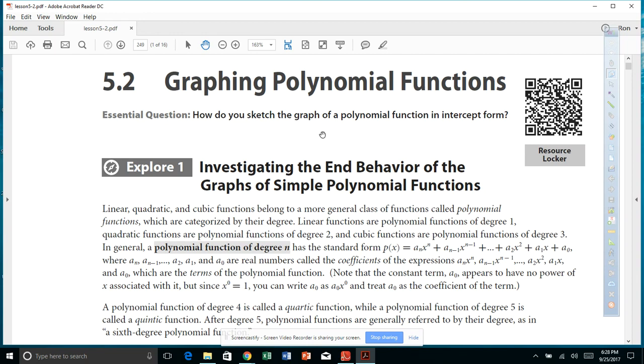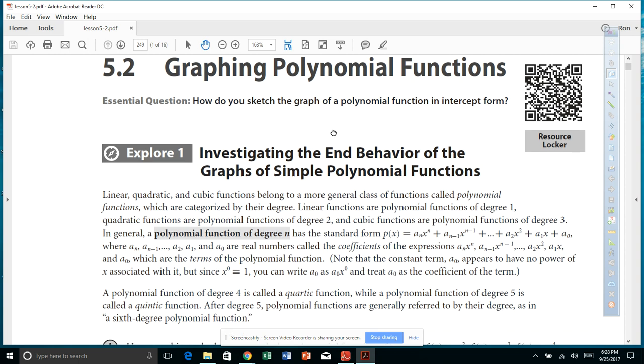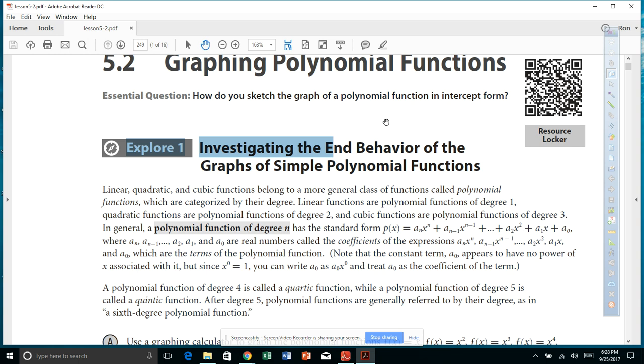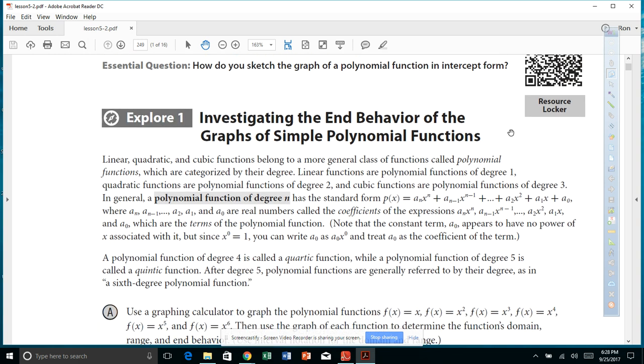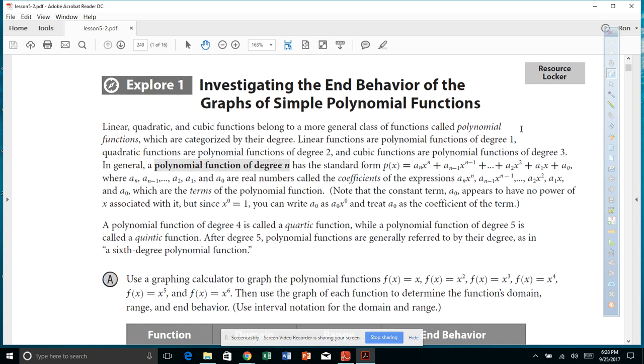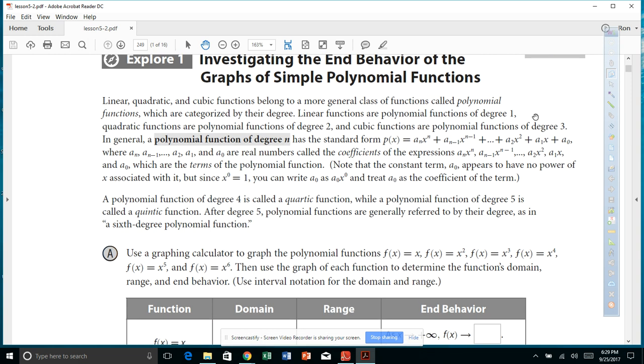Lesson 5.2, Graphing Polynomial Functions. How do you sketch the graph of a polynomial function in intercept form? What we're about to learn. Explore 1. Investigating the end behavior of the graphs of simple polynomial functions.